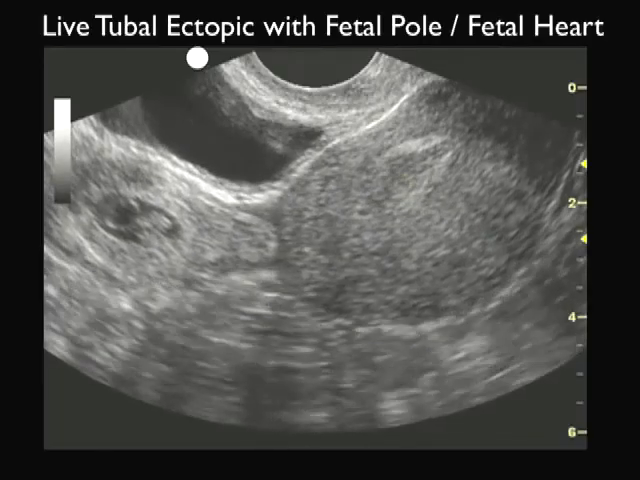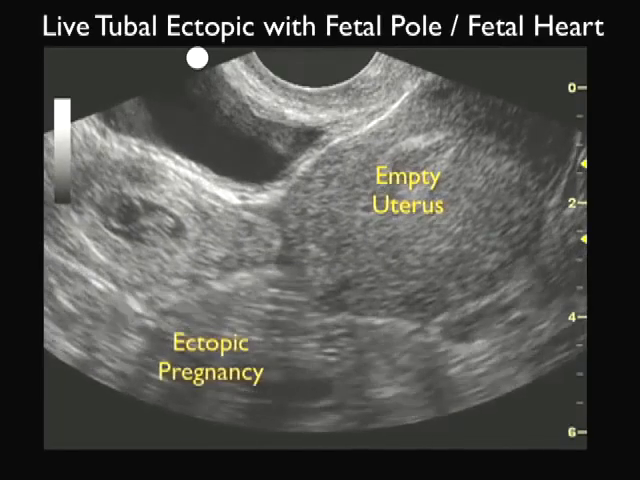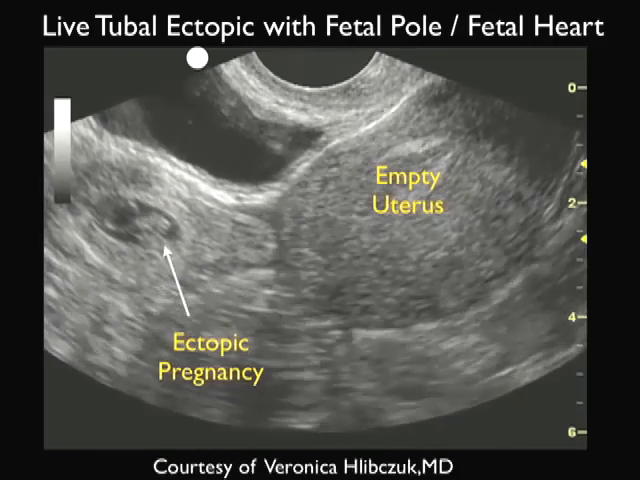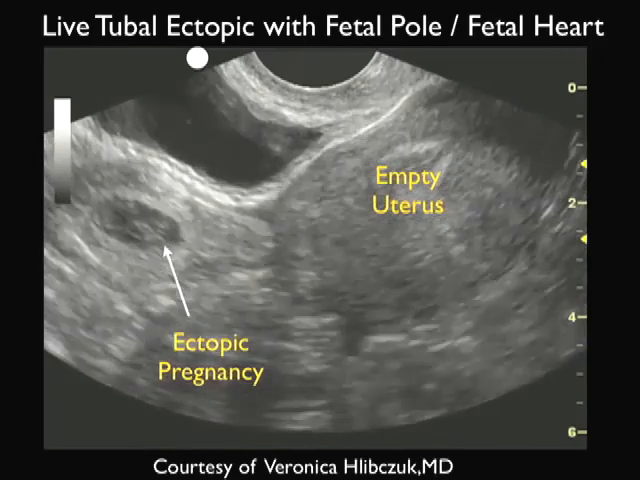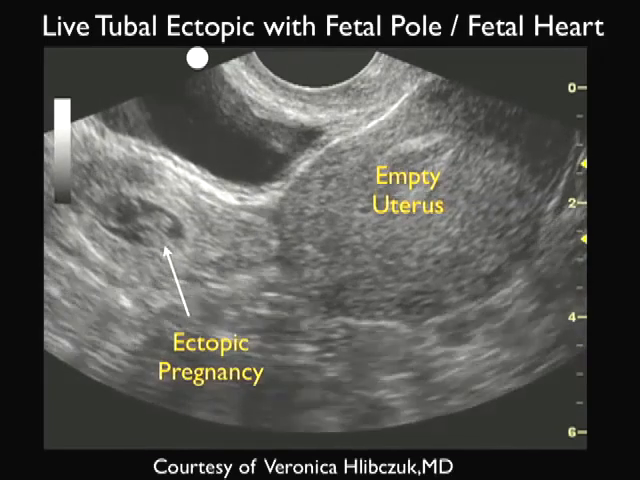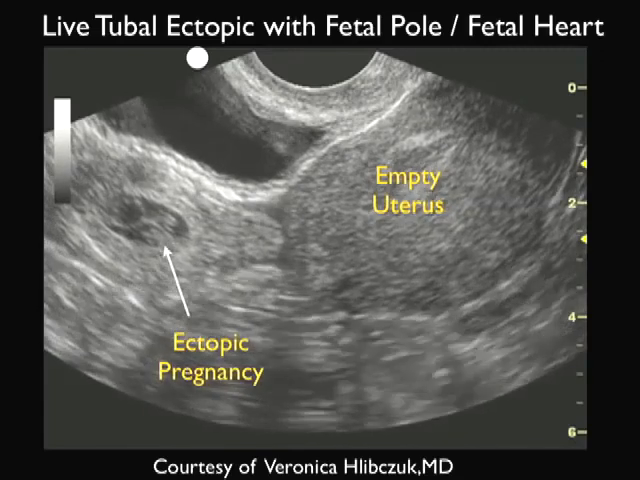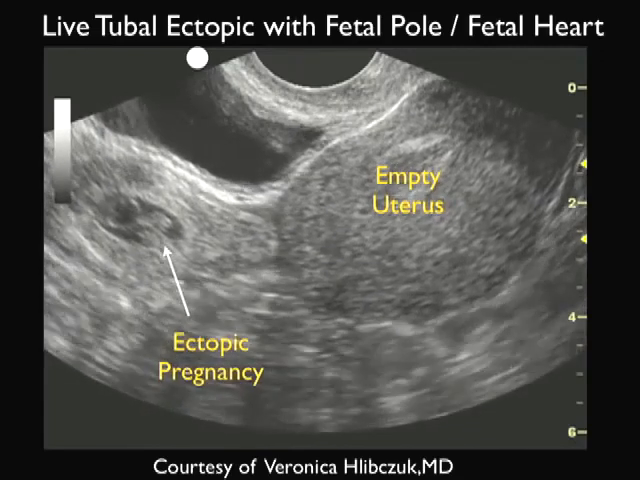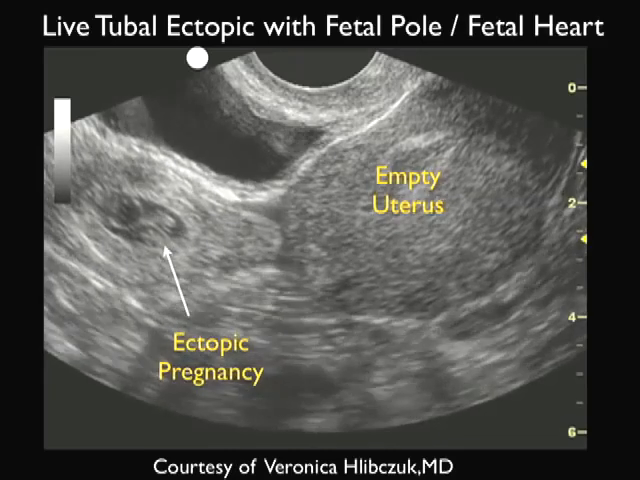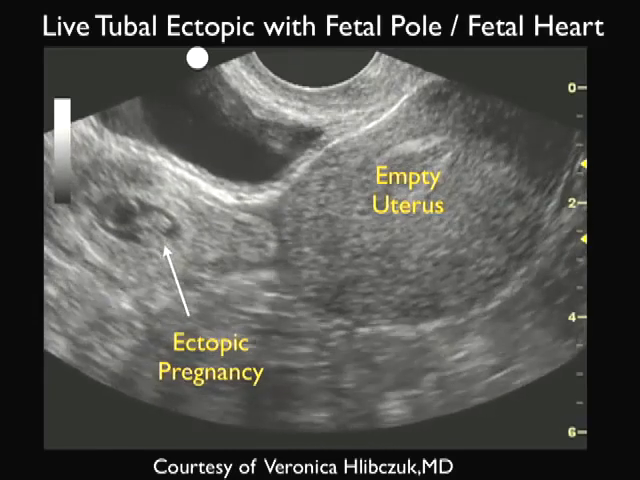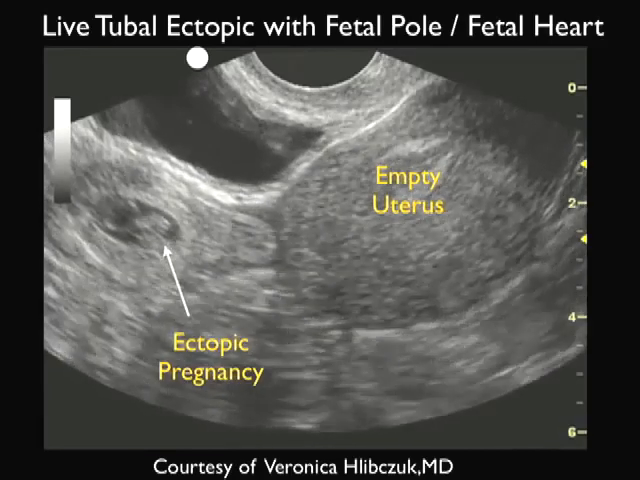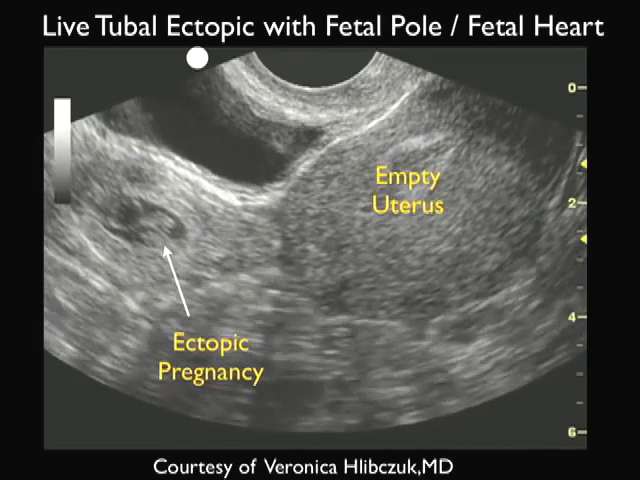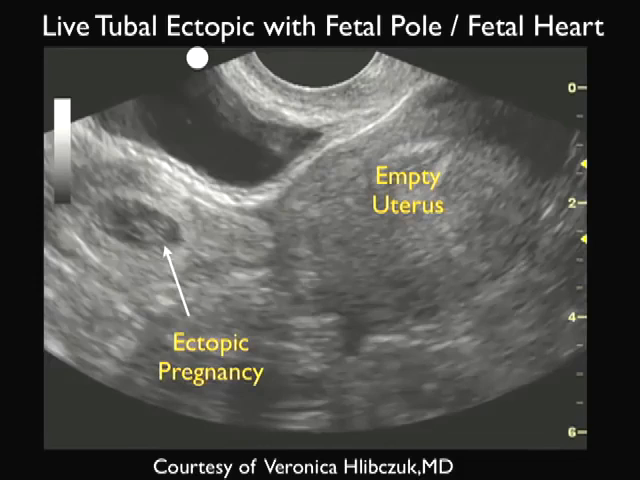Here's a great video clip submitted by my colleague Dr. Veronica Libchuk showing a live ectopic pregnancy adjacent to an empty uterus. We see the uterus towards the right, and we see the definitive ectopic pregnancy towards the left. We see the thickened fallopian tube, and inside the tube we can make out a yolk sac and a fetal pole with a heartbeat. Now notice that on first glance, one might misidentify the ectopic pregnancy as being within the uterus, as being an intrauterine pregnancy. But close attention to the anatomical orientations of the uterus versus the location of the ectopic will help you to sort that out. So this was a definitive ectopic pregnancy needing surgical management.